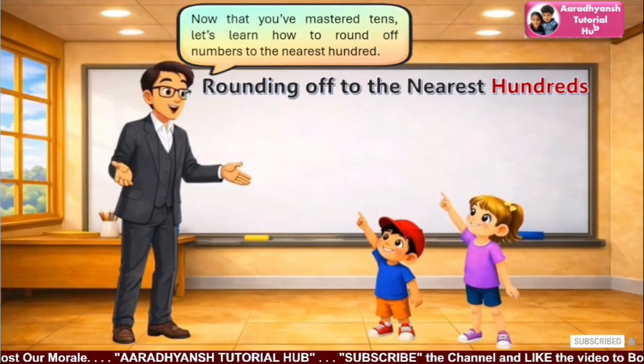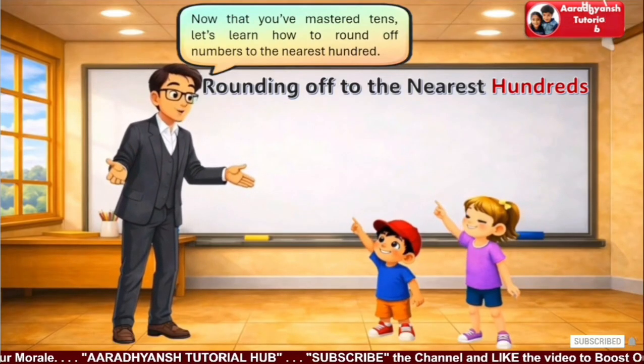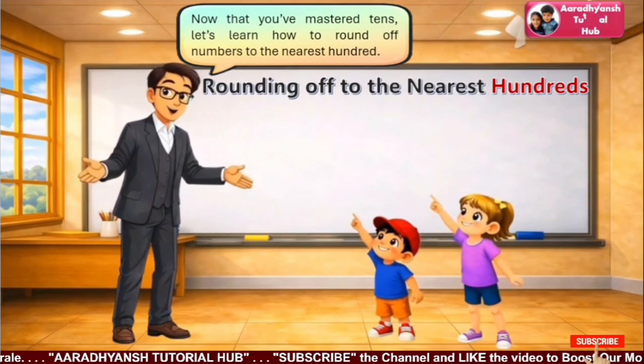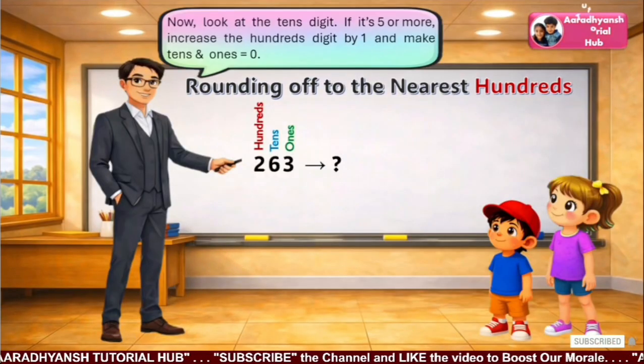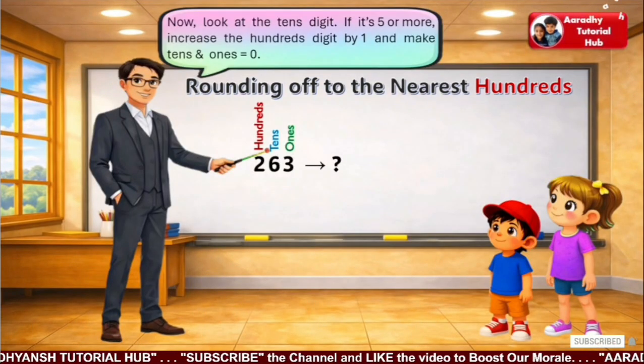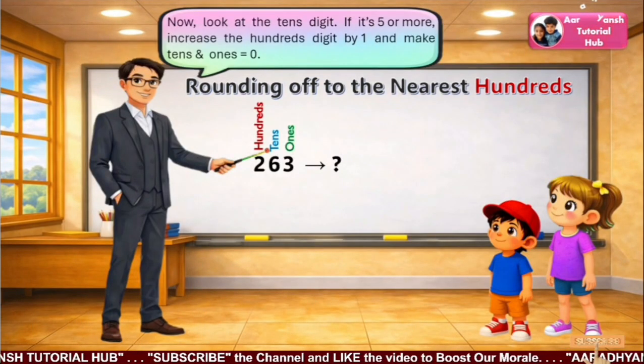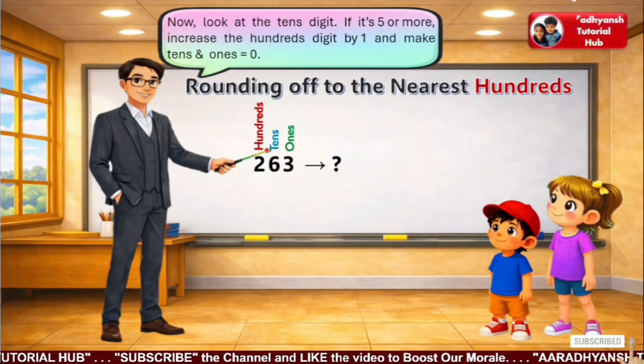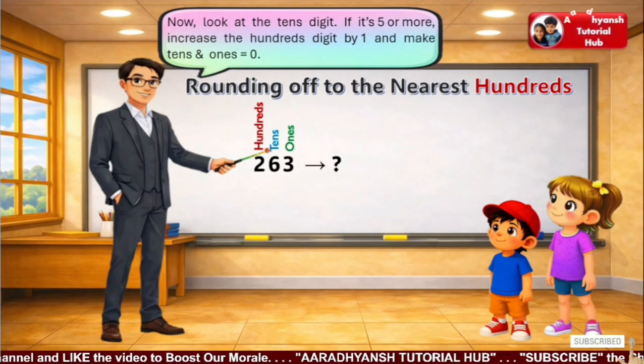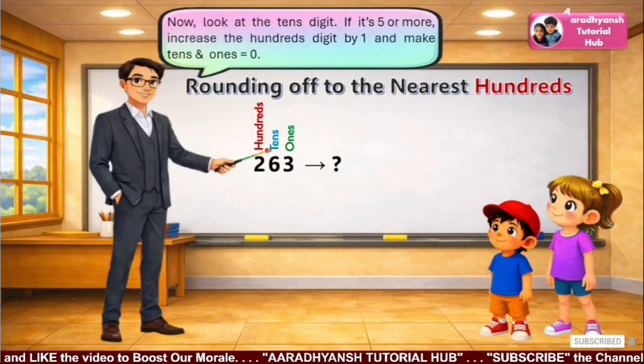Now that you have mastered tens, let's learn how to round off numbers to the nearest hundred. Now look at the tens digit. If it is 5 or more, increase the hundreds digit by 1 and make tens and ones 0.